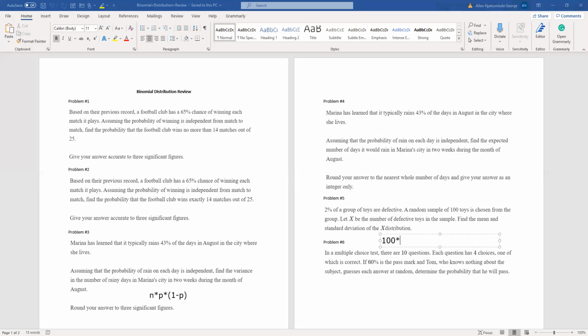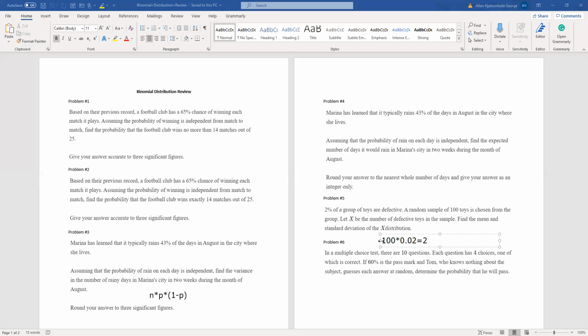All right. Yeah, and then it's also asking for your standard deviation, but we'll find out later. So same thing. N is going to be equal to 100. P is going to be equal to 0.02 because the probability is 2%. And so when you multiply 100 times 0.02, that'll just give you 2.